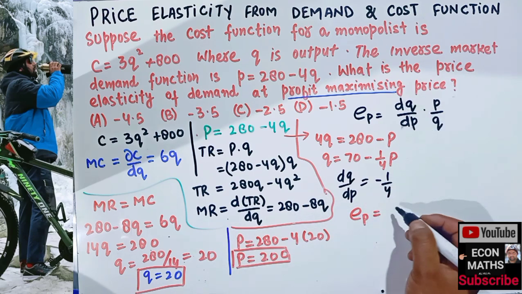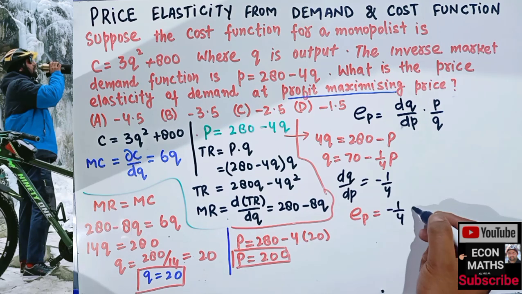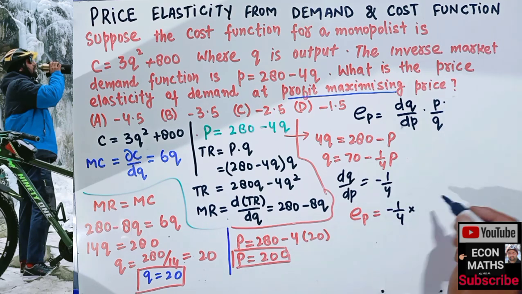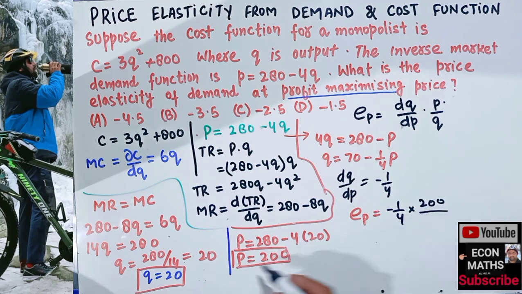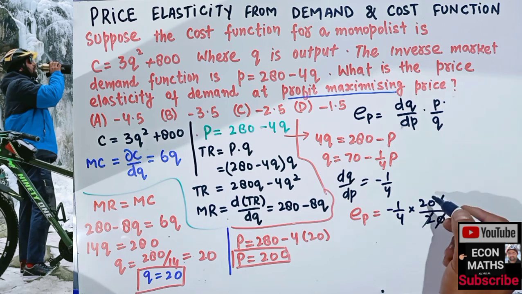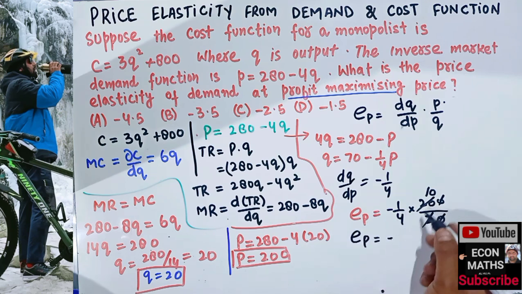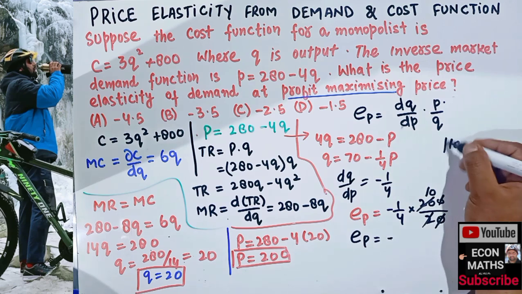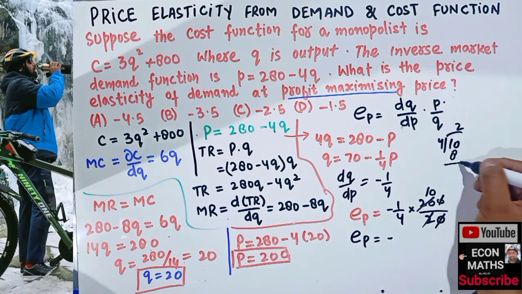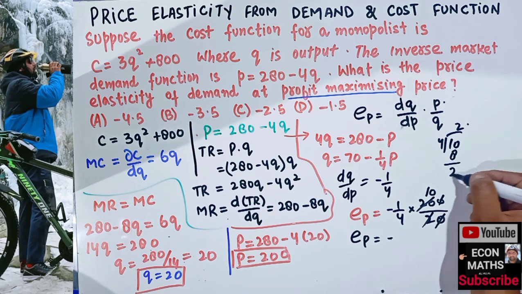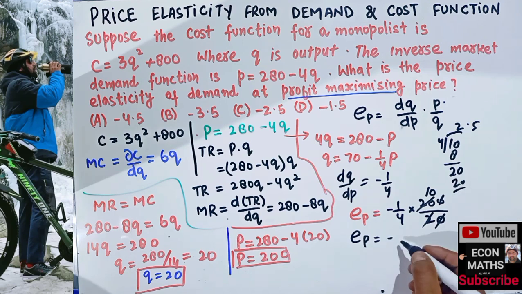dQ/dP, which we calculated as -1/4, times the profit maximizing price, which we calculated as 200, divided by the profit maximizing output, which is 20. Solving this, it gets cancelled, 2 tens are 20, so we have -10/4. 10 upon 4 is 2.5. So the price elasticity of demand will be equal to -2.5.